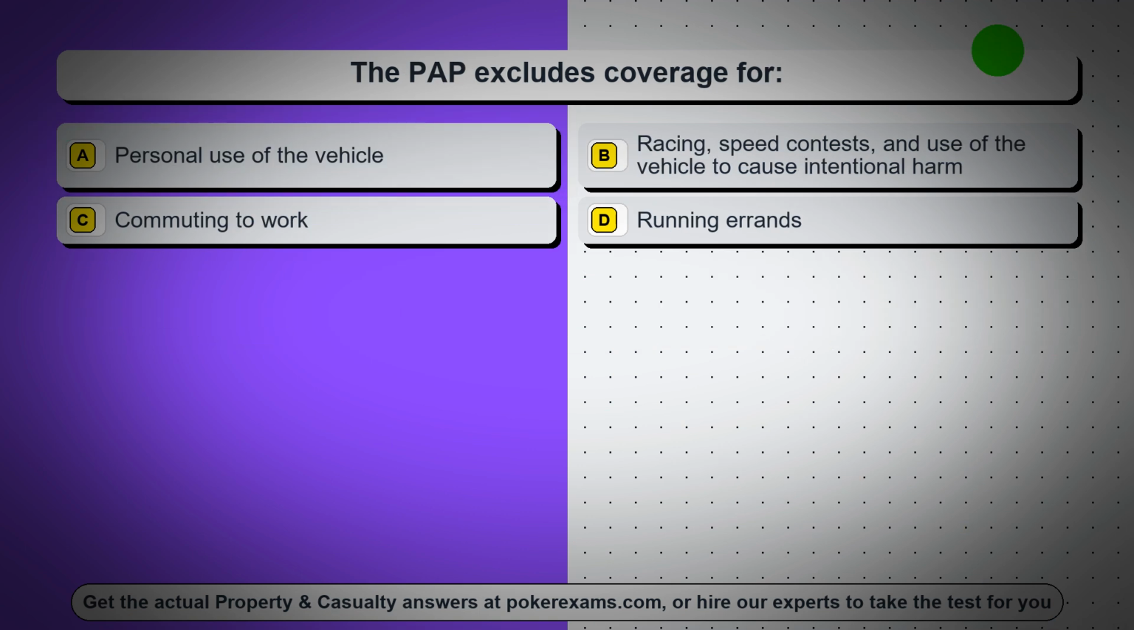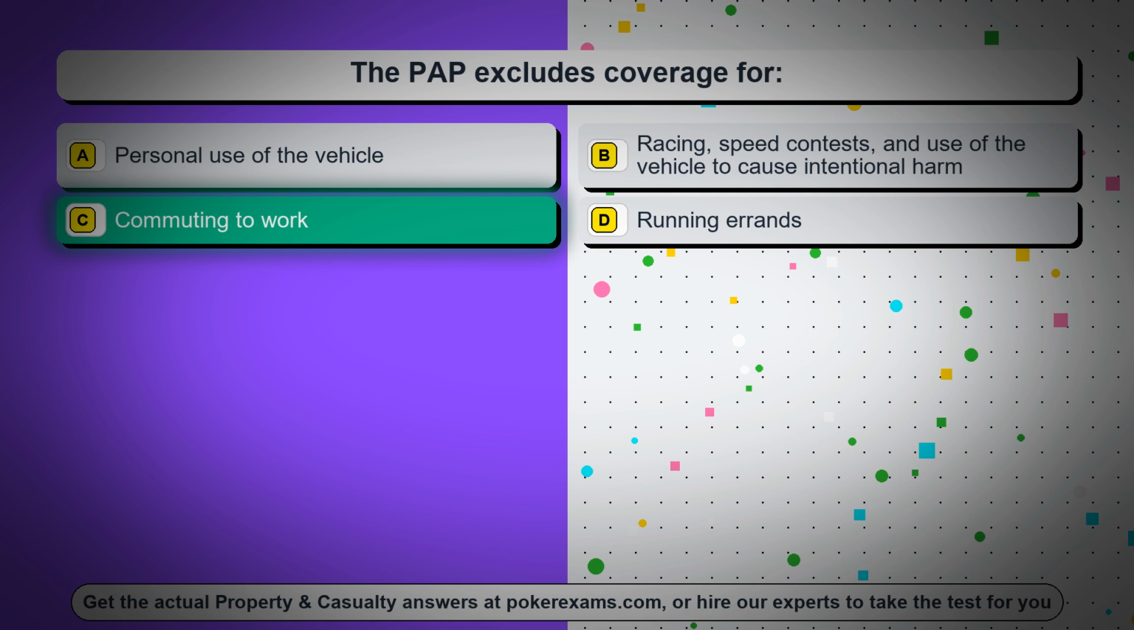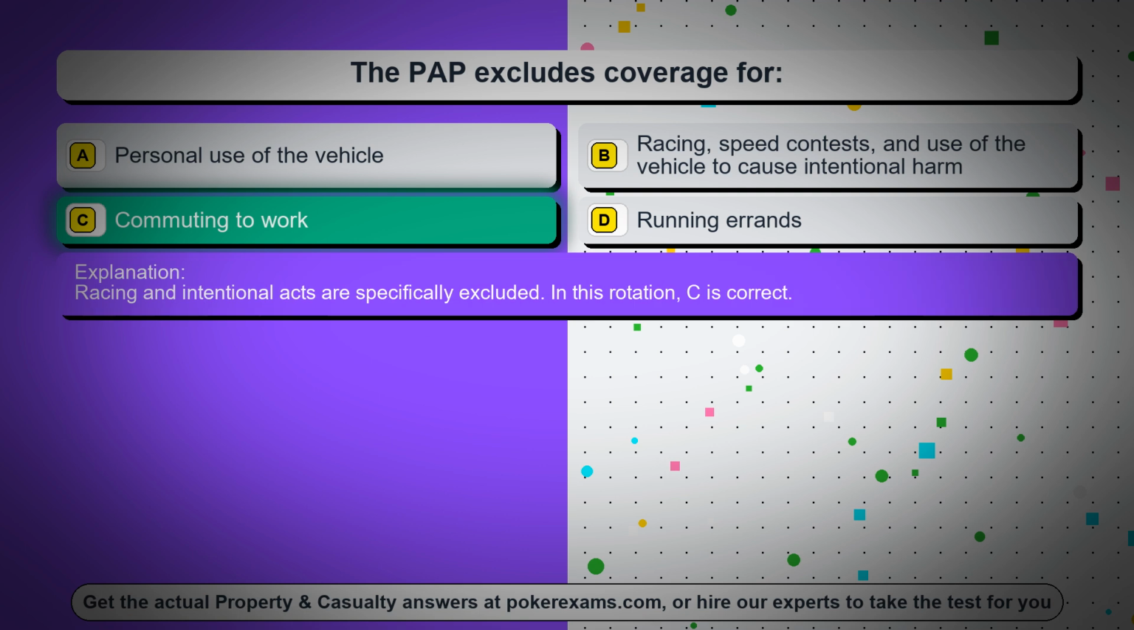Question 14. The PAP excludes coverage for option A, personal use of the vehicle. Option B, racing, speed contests, and use of the vehicle to cause intentional harm. Option C, commuting to work. Option D, running errands. The correct answer is option C, commuting to work. Racing and intentional acts are specifically excluded. In this rotation, C is correct.